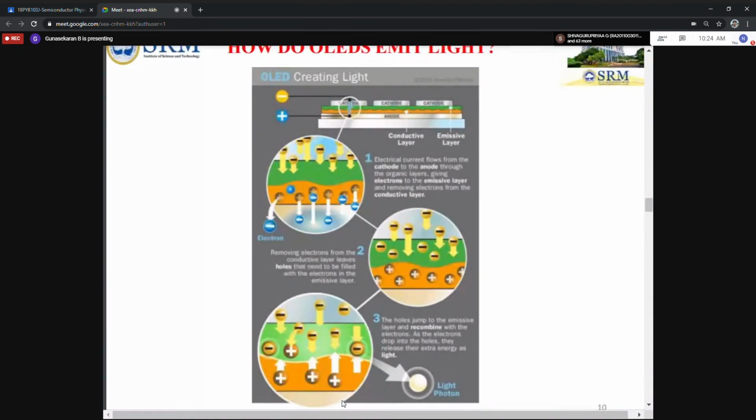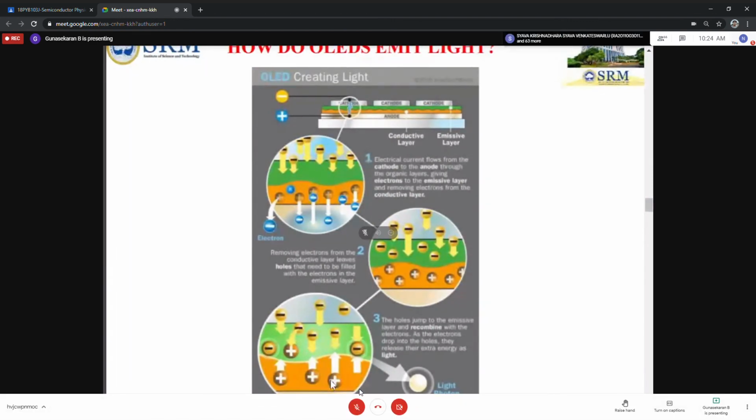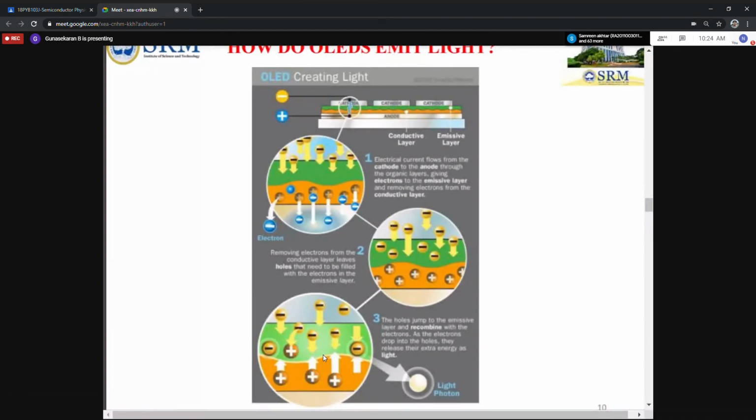You say that is light energy. See here, the light photon is coming from that electron-hole recombination. So this is holes and this is electrons. The holes are in the conductive layer, the electrons are in the MC layer, and these holes jump from the conductive layer to the MC layer. So simply the electron-hole recombination takes place in between the layers, exactly at the boundaries.